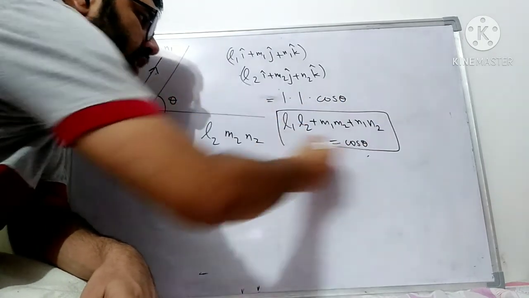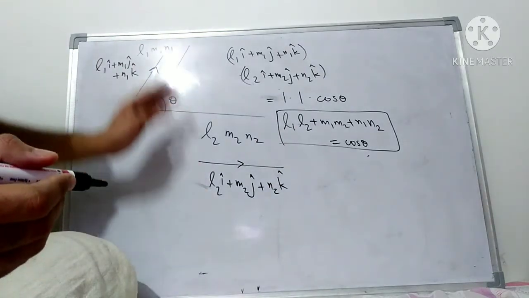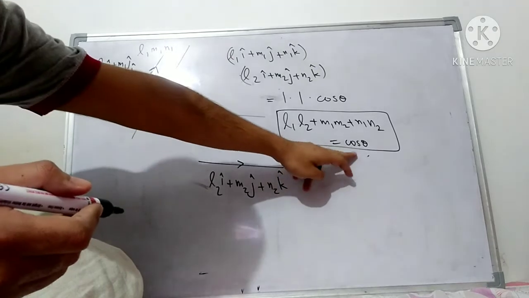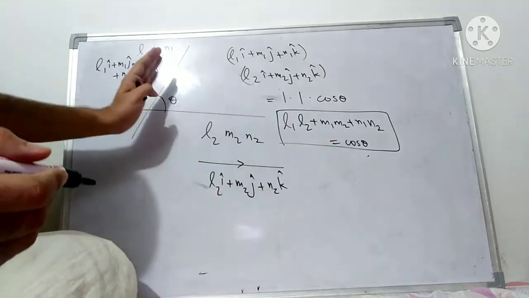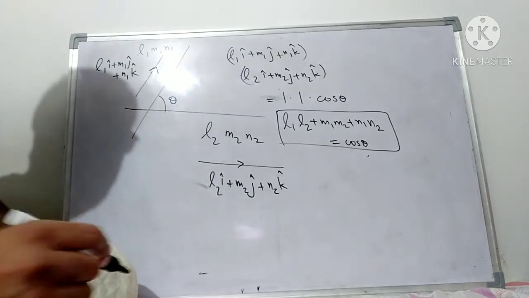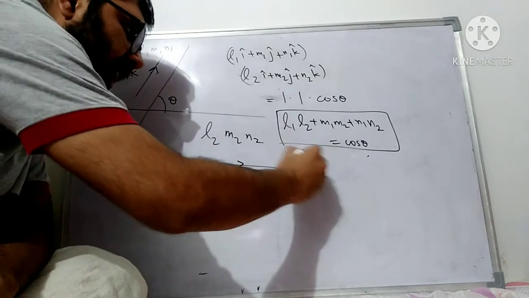This is an important relation. Always remember, when two lines are given to you, their direction cosines are also given to you. This relation basically relates the angle theta between these two lines with the direction cosines of the two lines. So from this we can also derive two results.